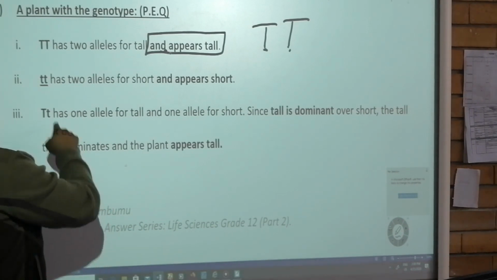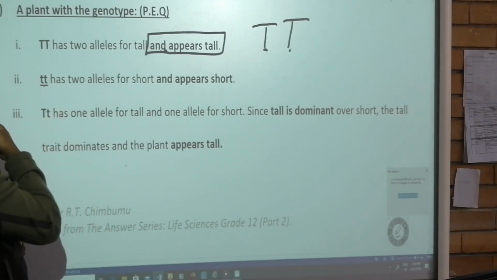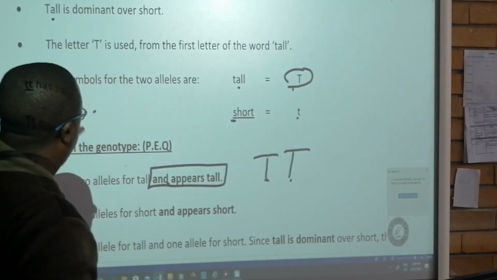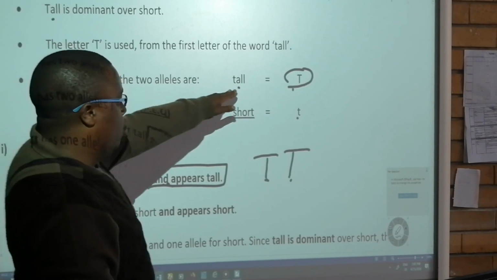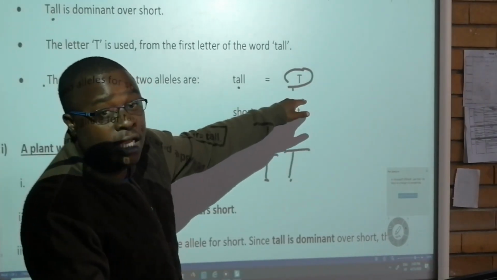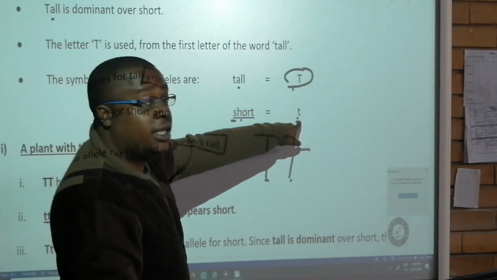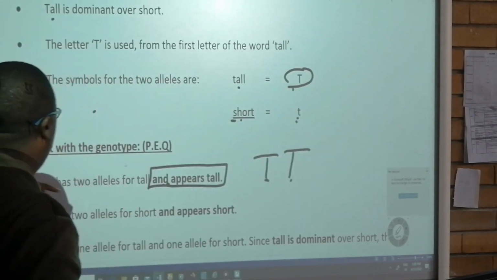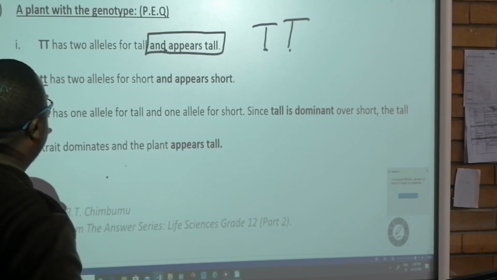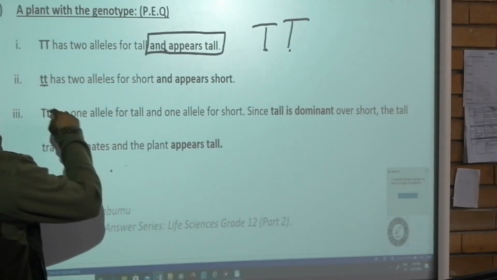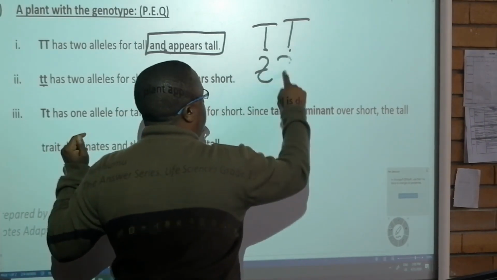And if the plant has the small letter t's, two of them, remember what we said here, that tall is denoted by the capital letter T, because tall is dominant over short. So short has a small letter t. And short is recessive over tall. Now, if a plant has this genotype, I may not see that because it's small.